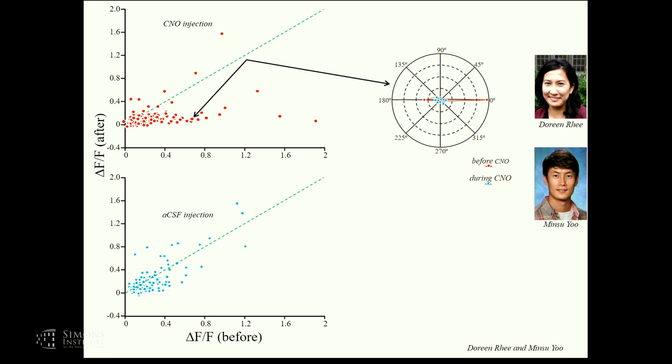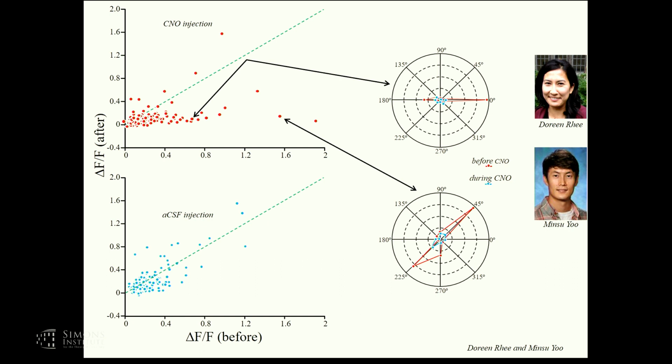This shows what's happened if we put an artificial CSF instead of the CNO as a control. There's some effect here, but it's much, much less than here. Statistically, a big difference between these two. And this just shows a couple of examples of tuning curves before and after. Now, this is a surprise to us because we didn't expect the transthalamic pathway to be so powerful.